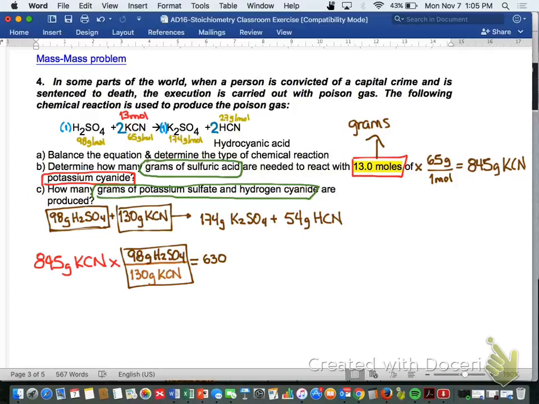Okay? So I have 630 grams of sulfuric acid. See? That's the first answer.